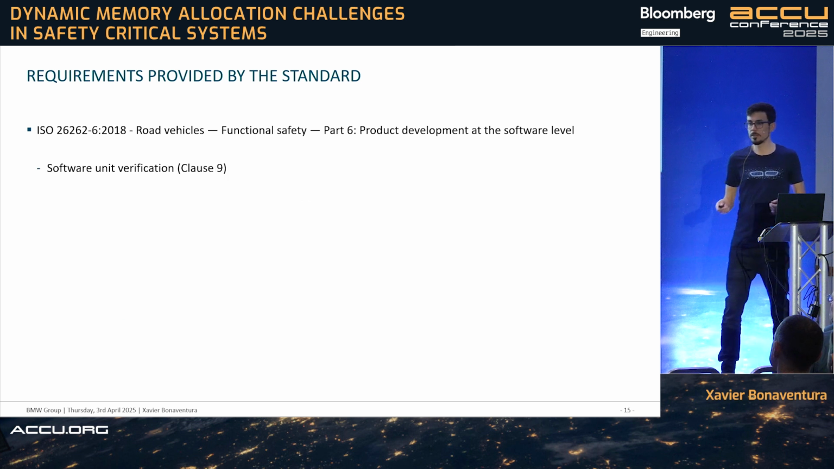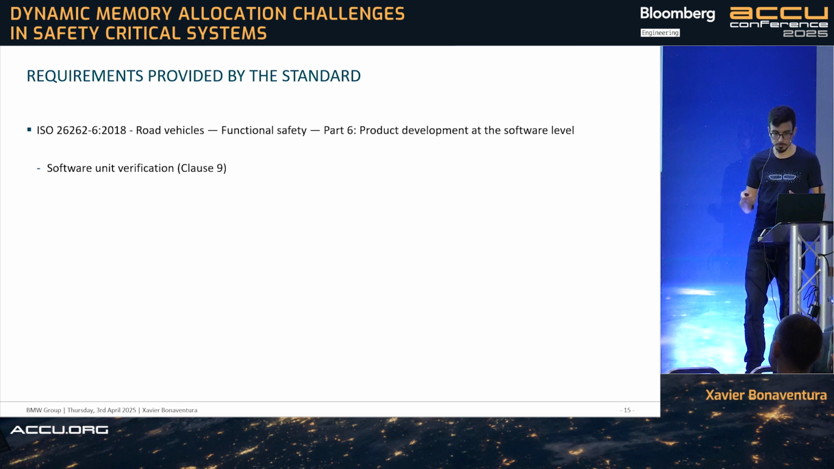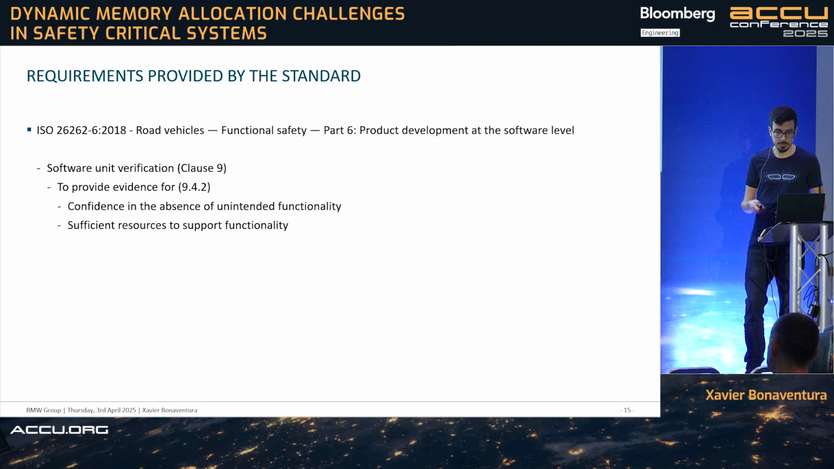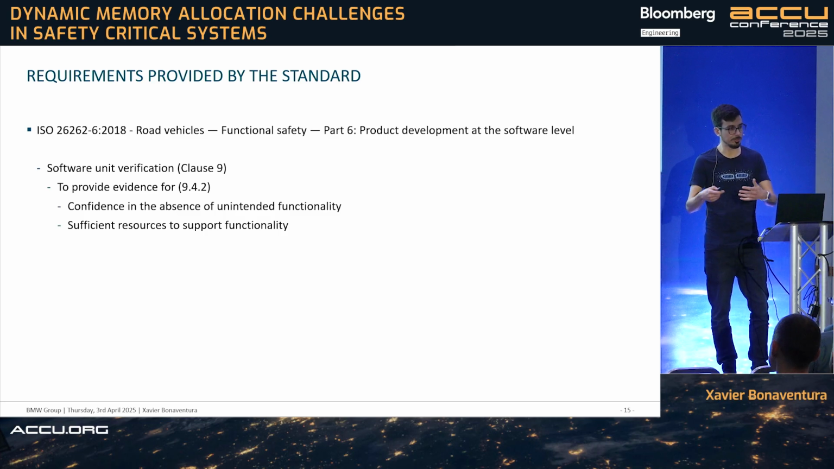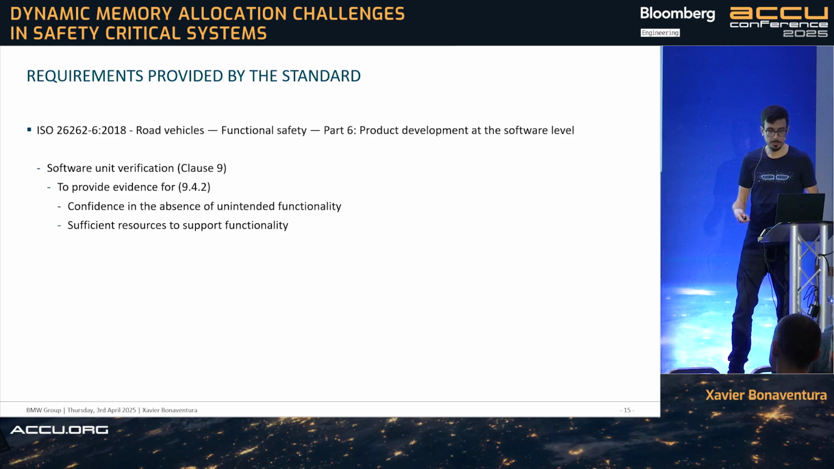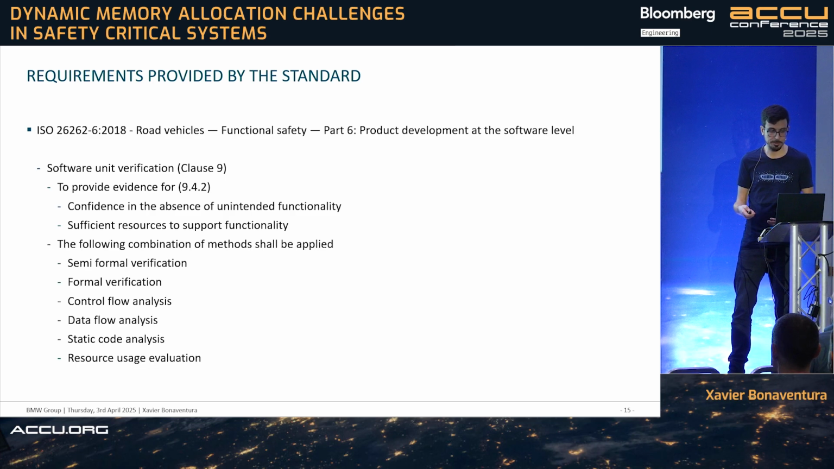Then we have the last section, which is about verification. The goal is to have no unintended functionality: everything that we put there should be a conscious decision, the functionality that you want. And you need to have sufficient resources for that. If not, you might have issues. And then it talks about how we can test that.